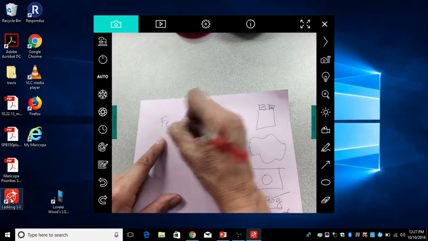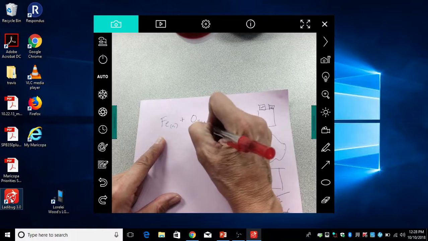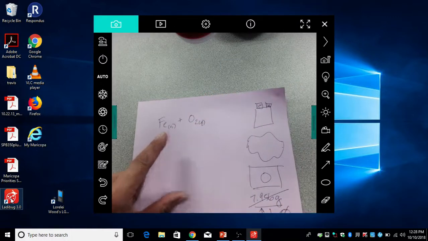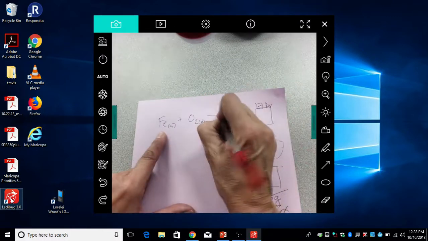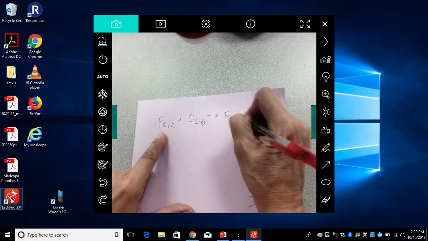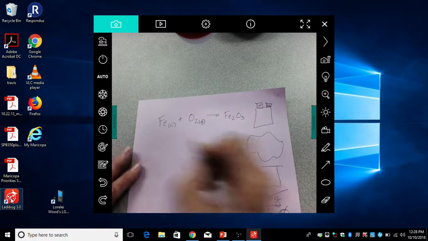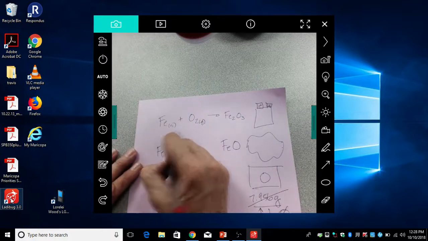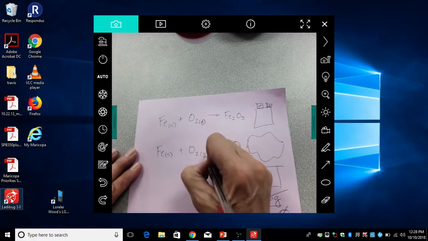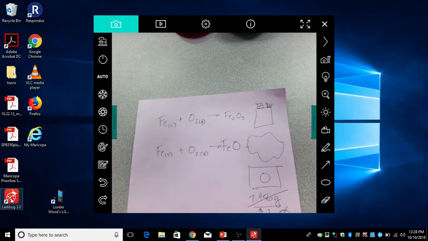So rapid oxidation, you simply are adding oxygen gas, which is a diatomic element, to the structure of the iron, and you make either Fe2O3 or you make FeO, ugly iron, right? FeO, so solid plus oxygen gas. There's two different kinds of iron oxides you can make.